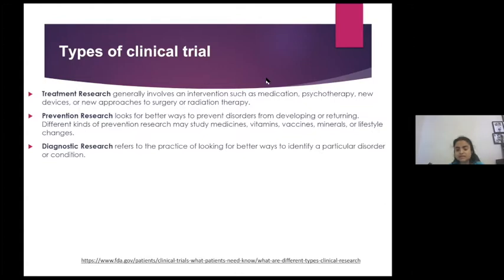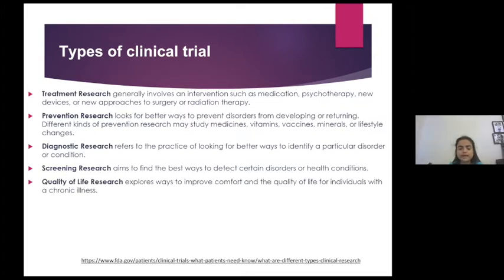Diagnostic research, this is looking for better ways to identify a particular disorder. For instance, we are always improving methods for, say, detection of cervical cancer, right? So that can be diagnostic research. Screening research, again, this can be a little overlapping here. You develop new and novel ways, cheaper ways, more economic ways to detect diseases. So diagnostic and screening can be a little overlapping.